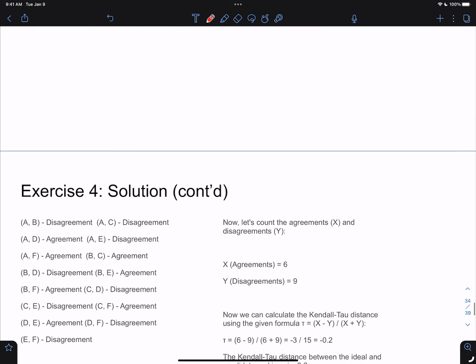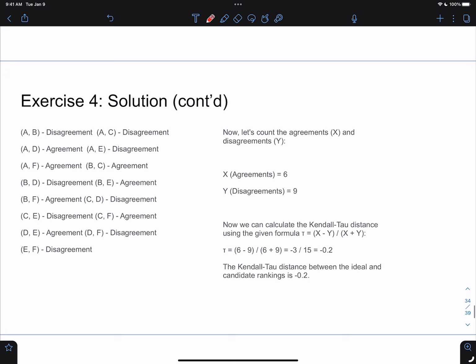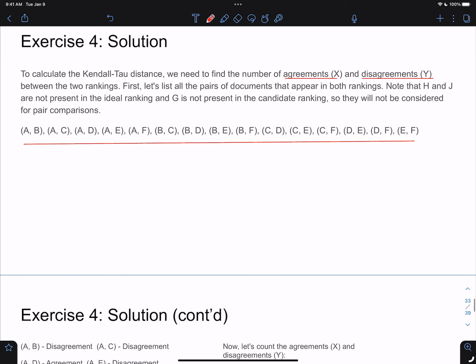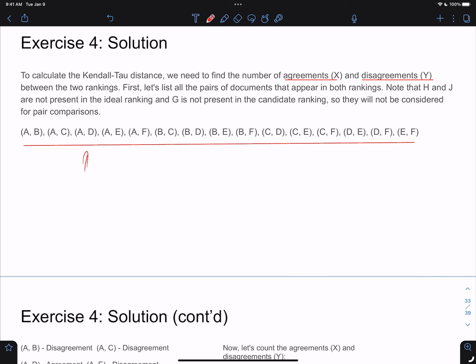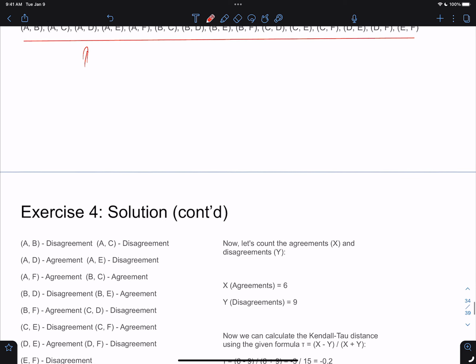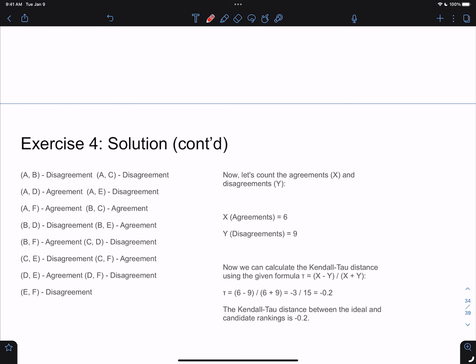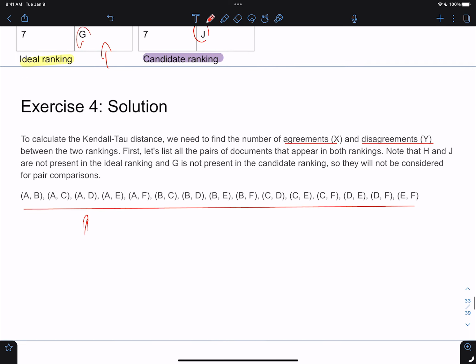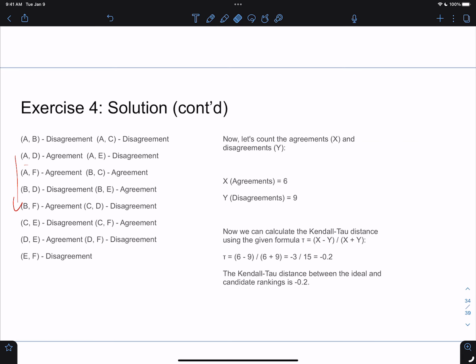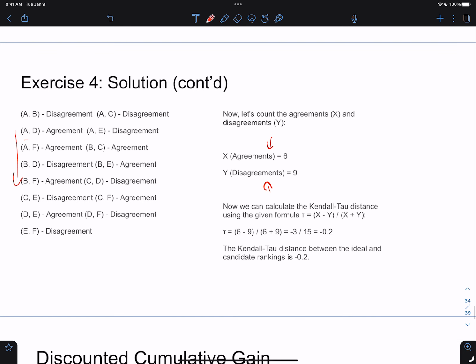Okay. Now, given that, we can count the number of agreements and disagreements. So essentially, given the pairs that you generated, you'll be able to compare between the two rankings. So for AB, that's a disagreement, AD, that's an agreement, and so on and so forth for each pair that you generated before. So once you've done that, you'll be able to have the number for the agreements and then the disagreements, and then you just plug it into the formula.